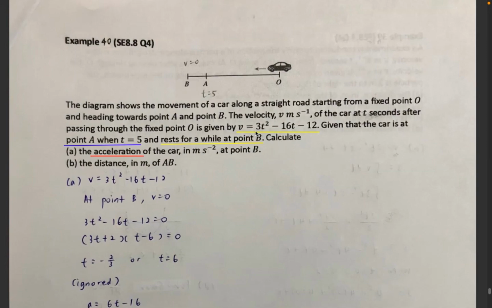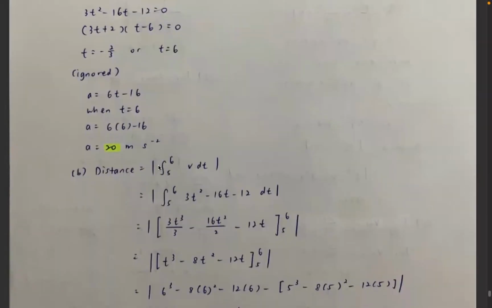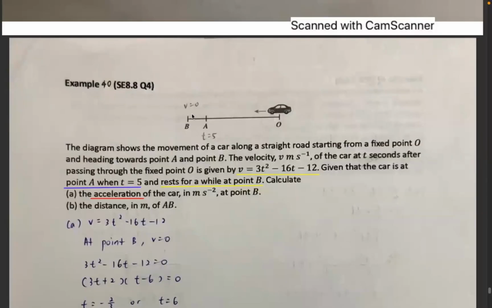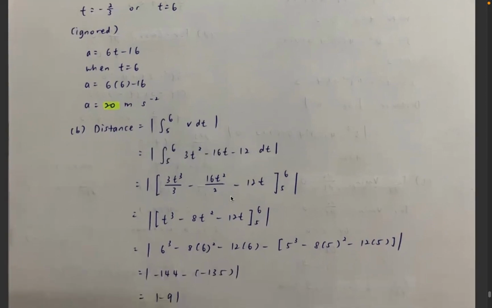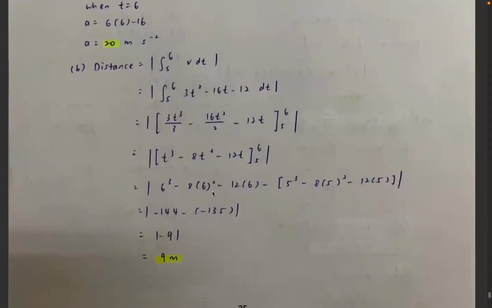Since the displacement function is not given, to get the answer for distance, you can integrate v dt to get the displacement function. Okay, then the time is from 5 to 6. So we integrate from 5 to 6 v dt. So we substitute the velocity function, do integration, and then substitute 6 into the function, minus substitute 5 into the function, then we have the answer 9 meters.